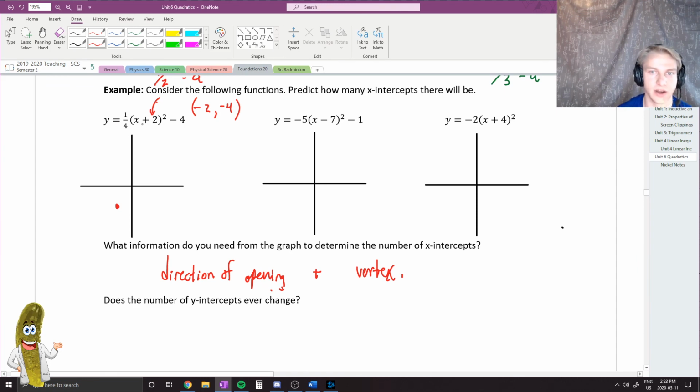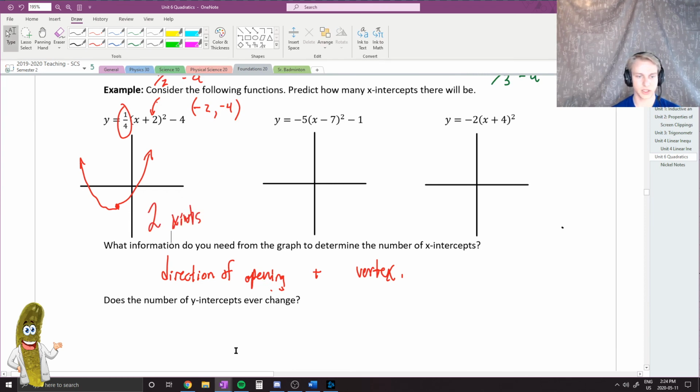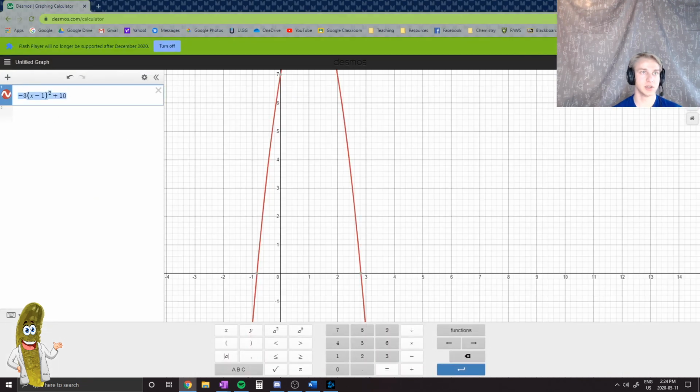The other thing that I know is that because this a value is positive, it's going to open in the upwards direction. I also know that because a is a value smaller than 1, it'll be a pretty wide graph. So you can predict what this parabola will look like and say, I'm guessing this will have 2 x-intercepts. The luxury for us is we have technology to confirm that.